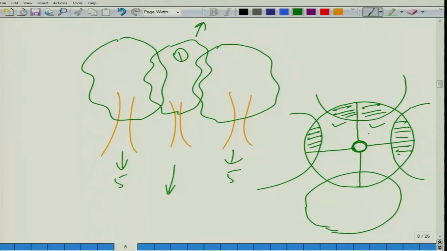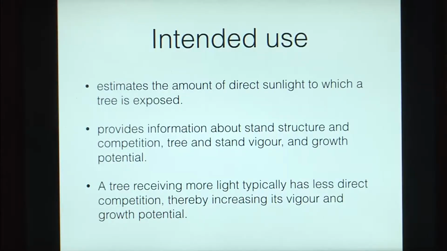Similarly, this one is also not counted, and this one is also not counted. Only this part will be counted. So this is not receiving complete light, only this portion is receiving complete light. So in this case, the ratio will be 1. If you have a lower ratio, then your stand is more dense, there is a lot of competition, and the growth of these trees and the growth of the stand will suffer in this case.